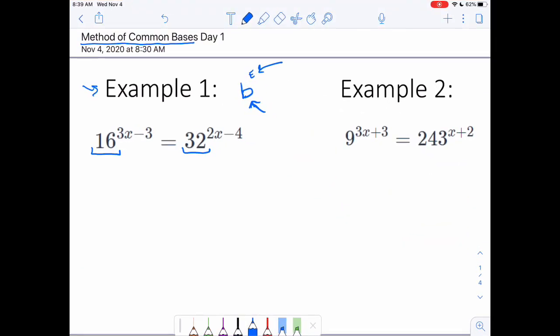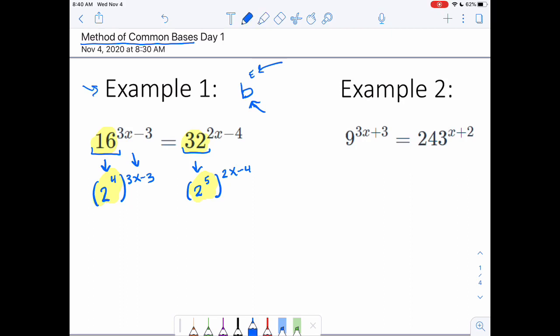So let's do that. Everything else stays the same, but I'm going to rewrite 16 as 2 to the 4th. I'm going to rewrite 32 as 2 to the 5th. Bring down the exponents that were already there. Nothing changed about our equation. 16 is now just represented as 2 to the 4th, and 32 is now just represented as 2 to the 5th.